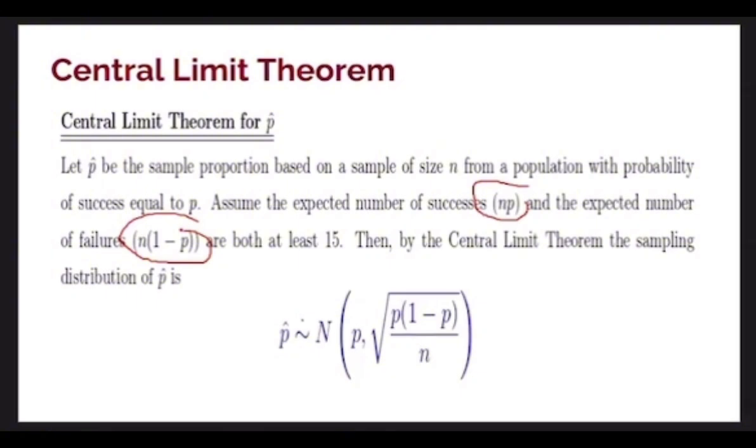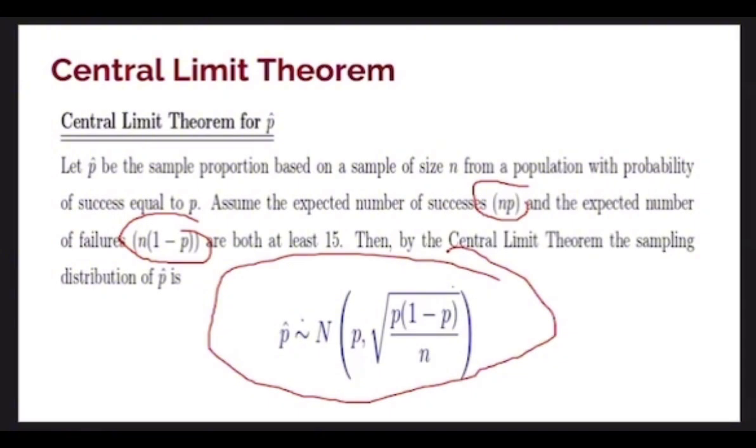How did they get the 15? When you take a look at p, the middle of 0 to 1 is 0.5. Multiply 0.5 by 30. What does that give you? 15. So n times p has to be at least 15. Now, if that happens, then we can say p-cap as a random variable follows a normal distribution with a mean of p and the standard error of that.